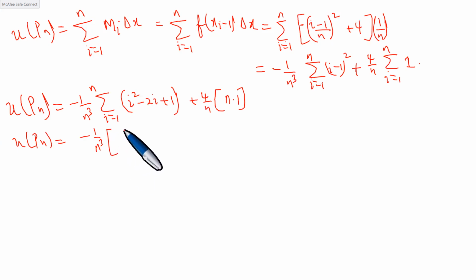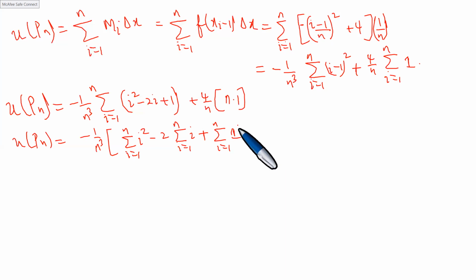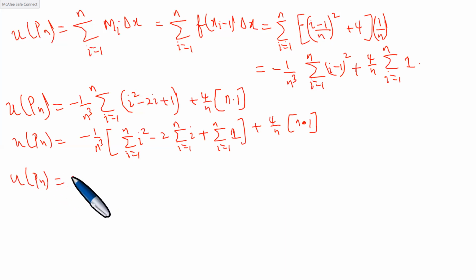So this one is going to be the summation of the i squared minus 2, then we have the summation of the i, plus the summation of the 1, the constant term, plus 4 over n by 1. And then this is UPN minus 1 over n cubed. Now the sum of the squares.